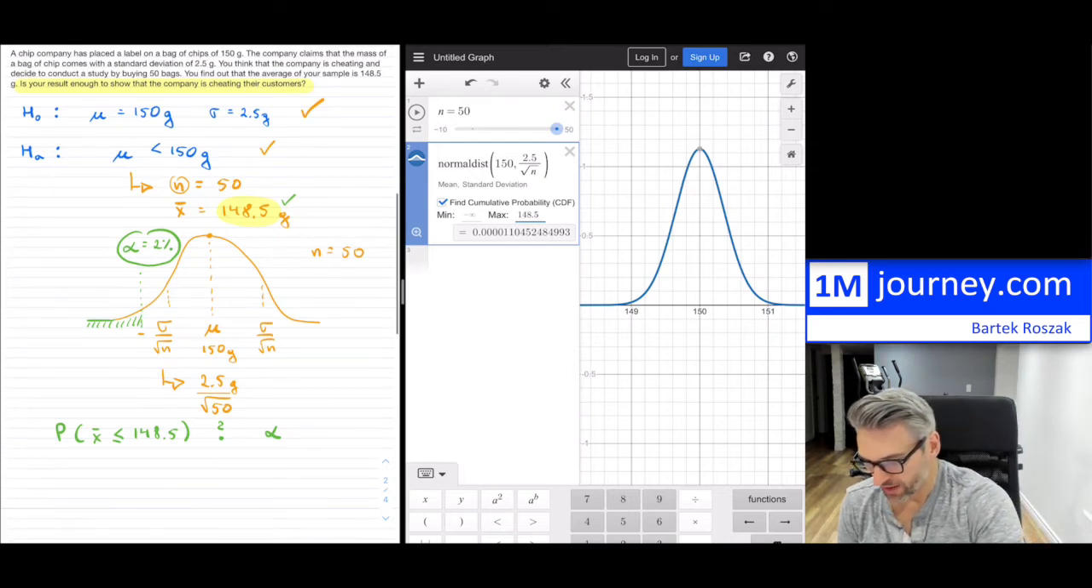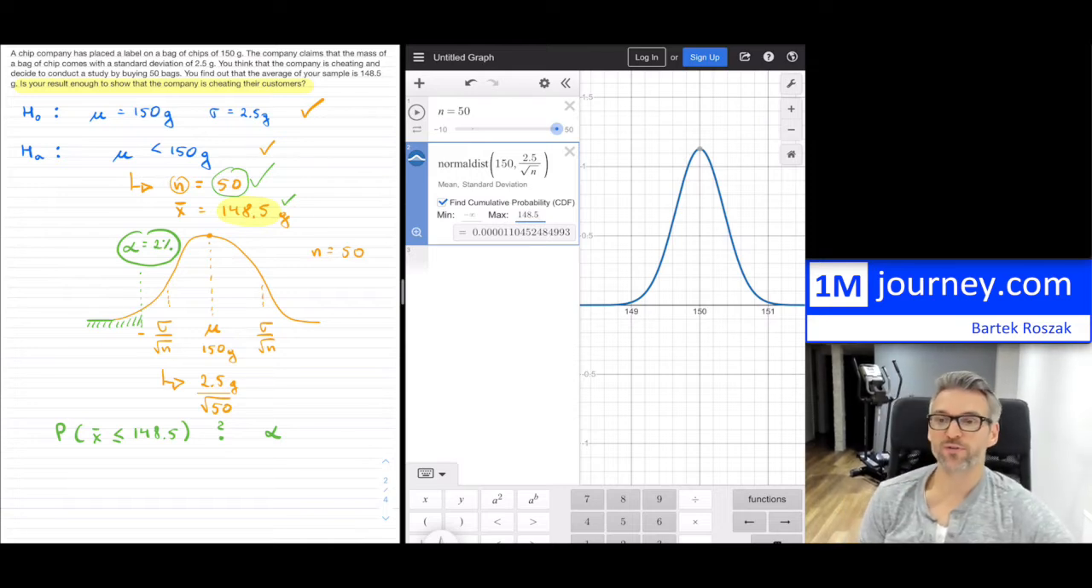So what this is saying is that the probability of taking a sample of 50 bags and measuring a mean weight of 148.5 grams is tiny. It's extremely rare. It's certainly less than 1%, certainly less than the 2% threshold that I put in here, but the threshold is kind of irrelevant. We can set it as we like. So what does this tell us now? Is your result enough to show that the company is cheating their customers?